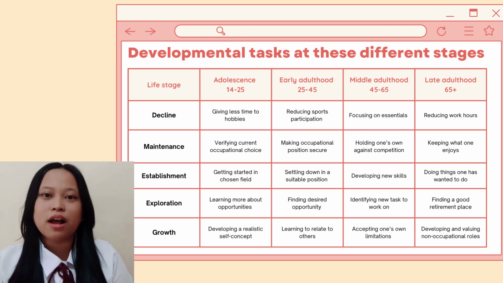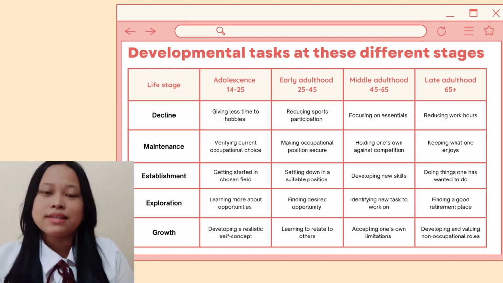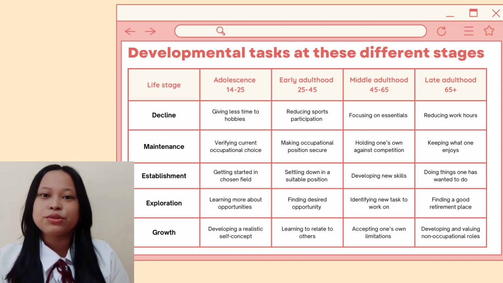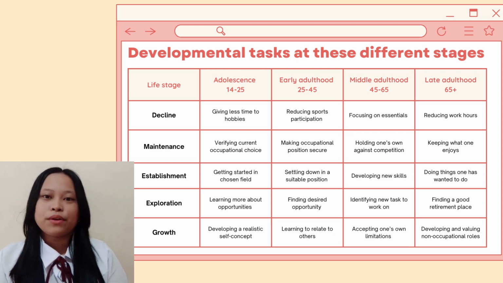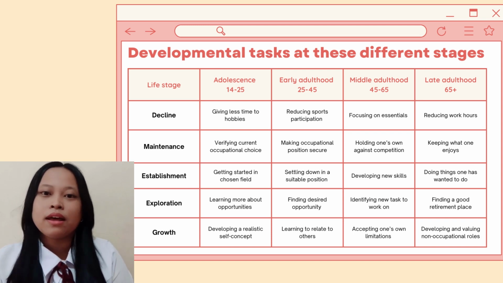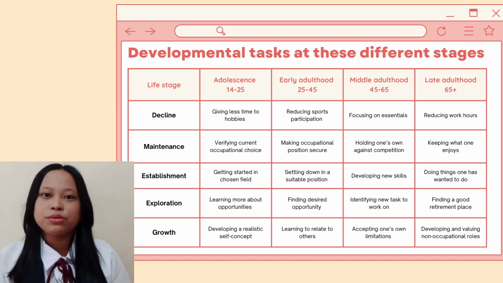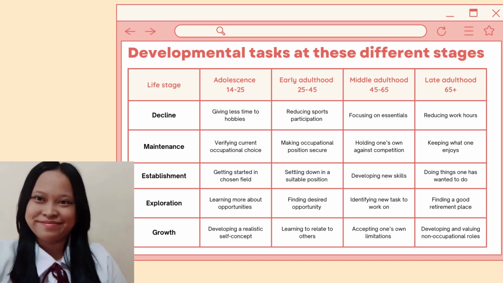Next is middle adulthood, between 45 to 65 years old. It says here that you are focusing on essentials. This means that you are giving more time to the things that matter in your life and you prioritize them more. Last is late adulthood, between 65 years old and above. It says here that you are reducing working hours. This means you are getting ready for retirement, you focus on yourself, and you enjoy yourself more.